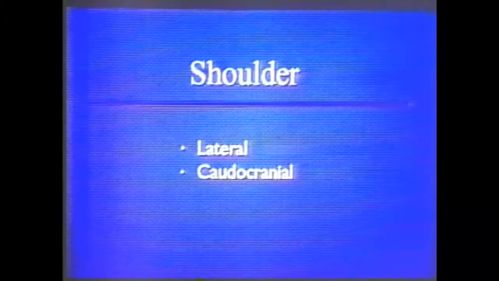We have completed the positioning on the skull and spine areas of the body. Next, we will show and demonstrate the proper positioning for the major radiographic views of the appendicular skeleton. The first area to be considered is the shoulder. We will demonstrate a lateral and a caudal cranial view.